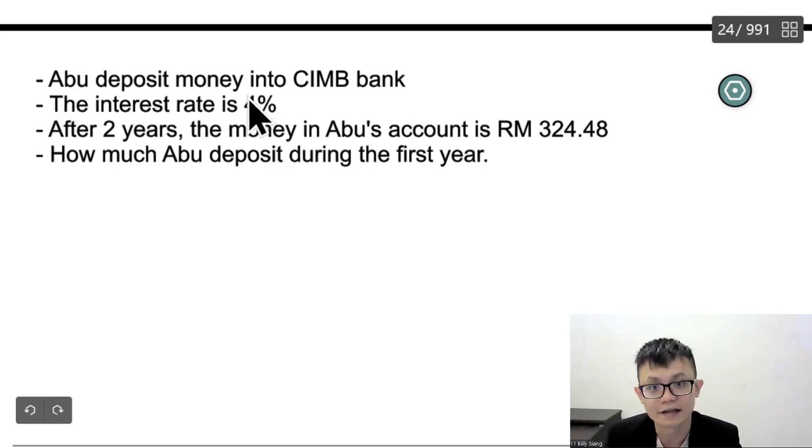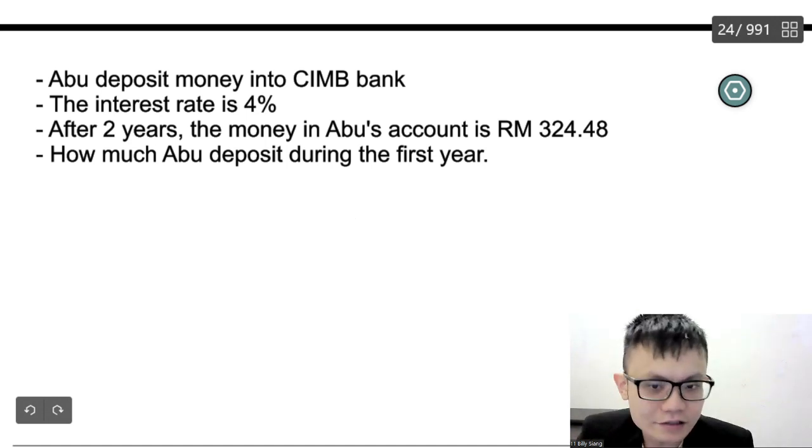Let's try another question. Abu deposits money into CIMB Bank. The interest rate is 4%. After 2 years, Abu gets 324.48 in his bank account. How much did Abu deposit during the first year? You can try to do this one and see whether you can get the answer or not.